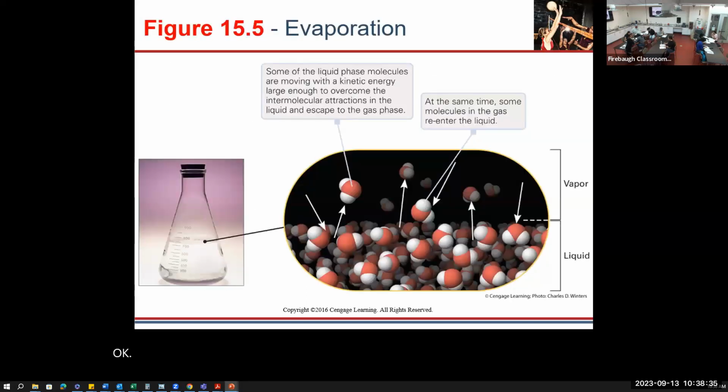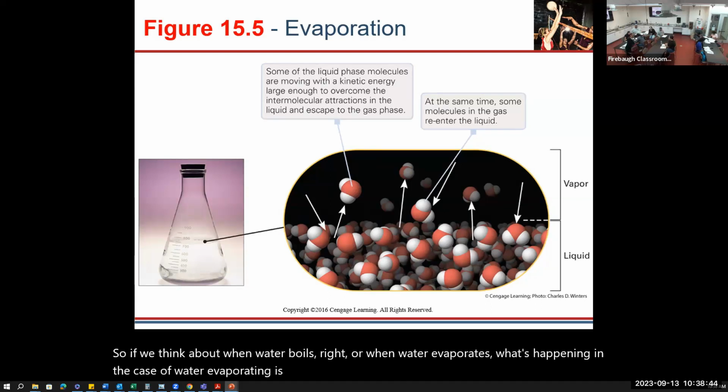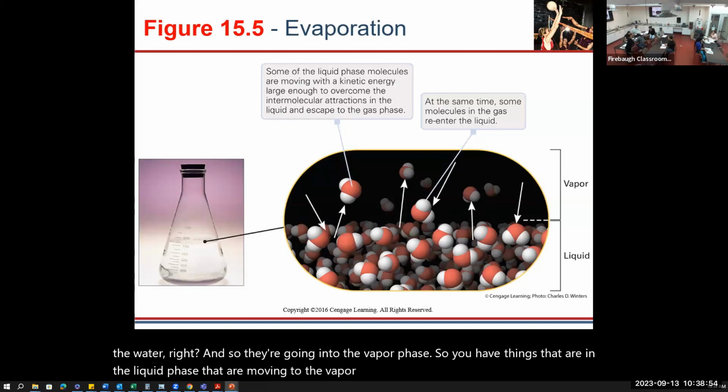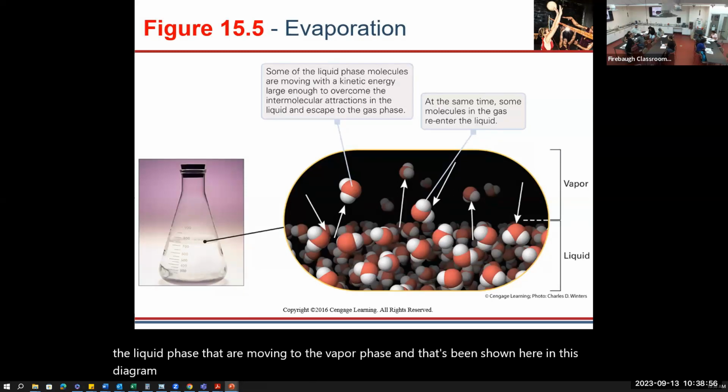So if we think about when water boils, or when water evaporates, what's happening in the case of water evaporating is that at that surface, water molecules are being released from the water, and so they're going into the vapor phase. So you have things in the liquid phase moving to the vapor phase, and that's being shown here in this slide. Can you guys see that?